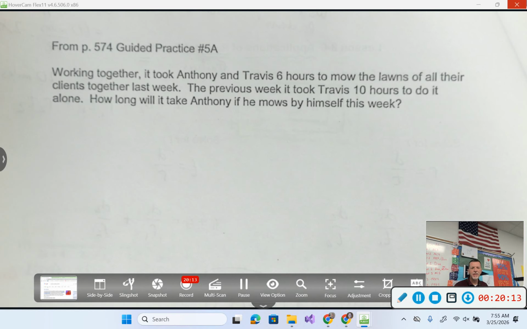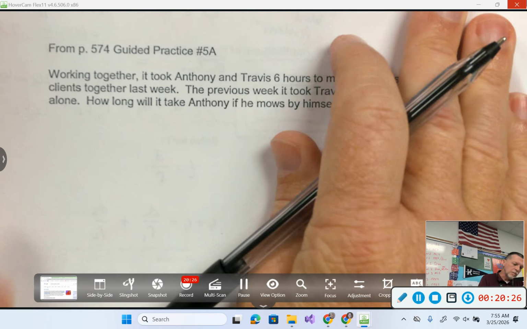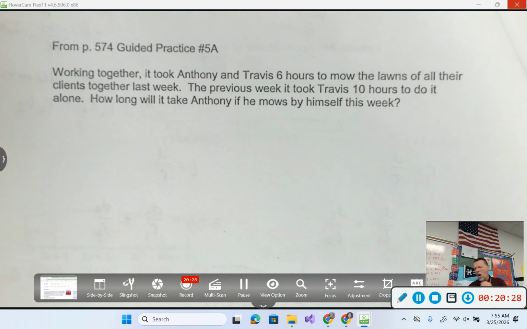Working together, it took Anthony and Travis 6 hours to mow the lawns of all their clients together last week. The previous week, it took Travis 10 hours to do it by himself. How long will it take Anthony if he wants to mow by himself?